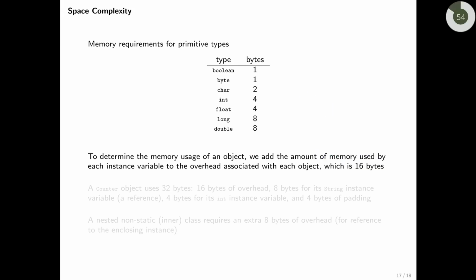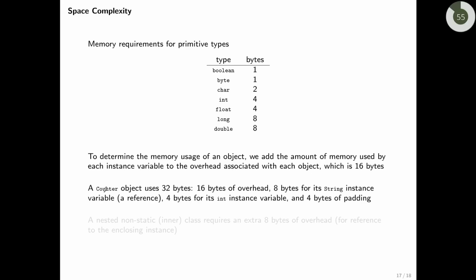Okay, now to determine the memory usage of an object, it's fairly easy. You simply add the memory requirement for each instance variable along with the overhead associated with the object, which is typically 16 bytes. So there is a 16-byte overhead for each object, and in addition you have the amount of memory for each of the instance variables in that object. Okay, so let's take a concrete example. So let's look at the Counter object. Okay, so the Counter object has a memory footprint of 32 bytes.